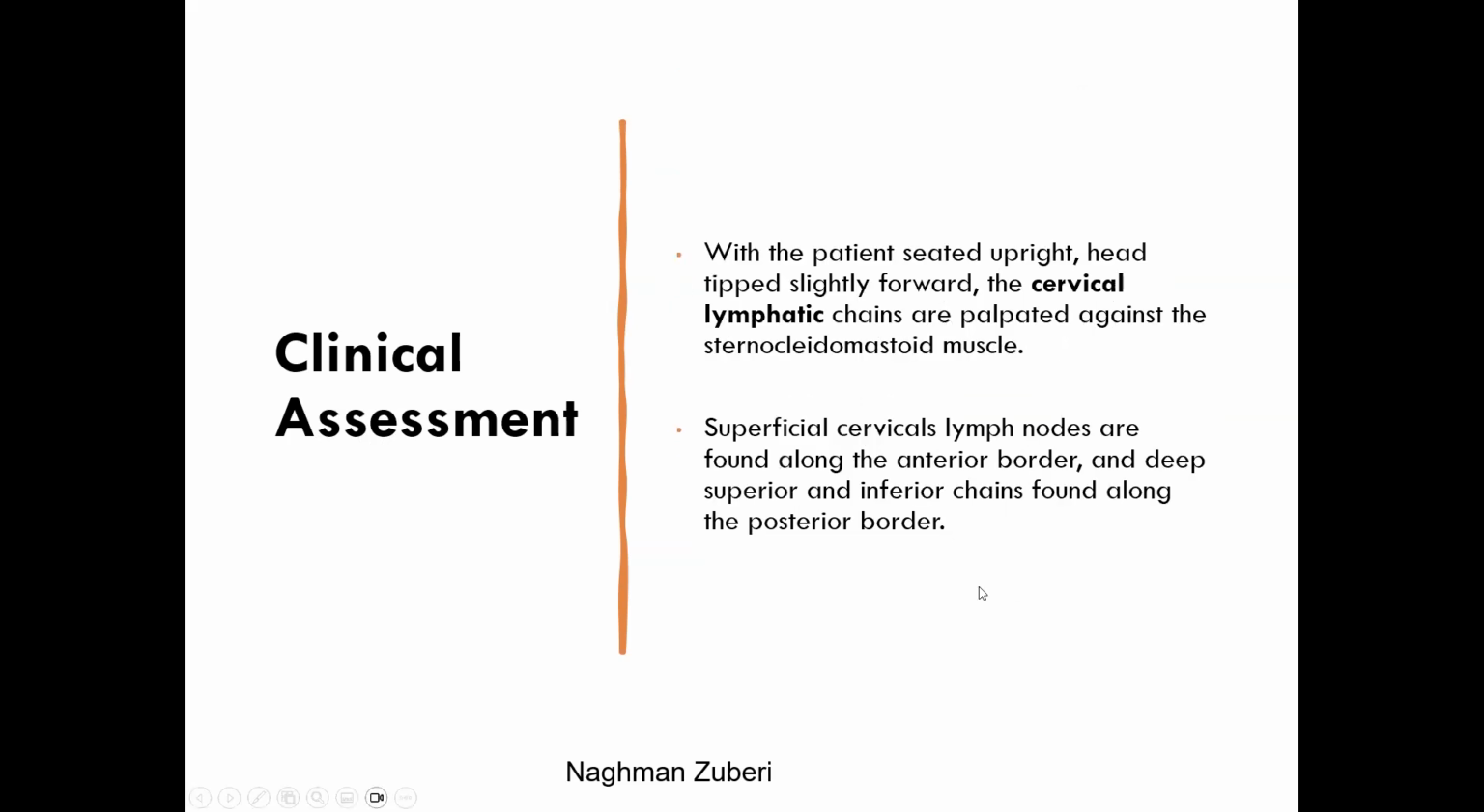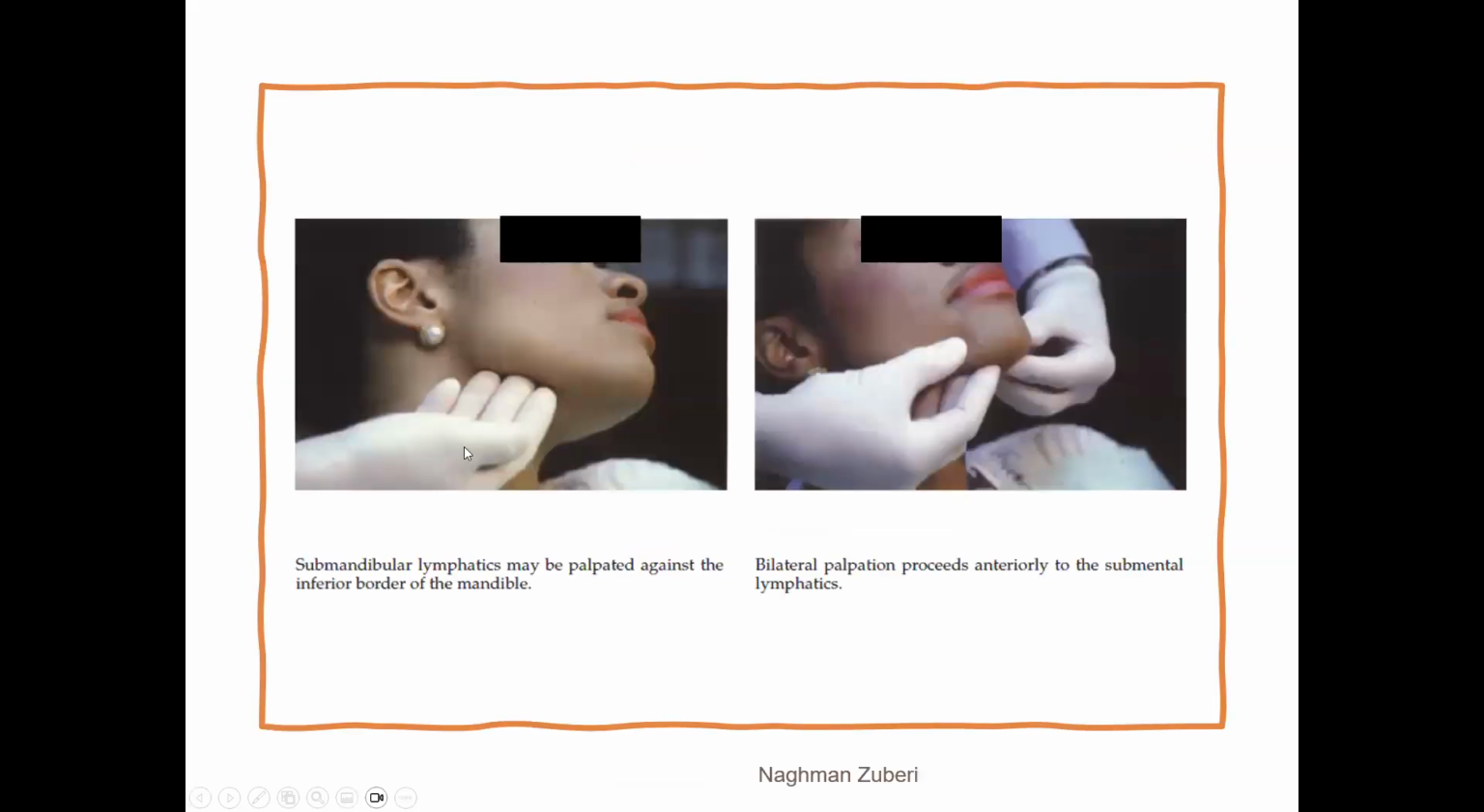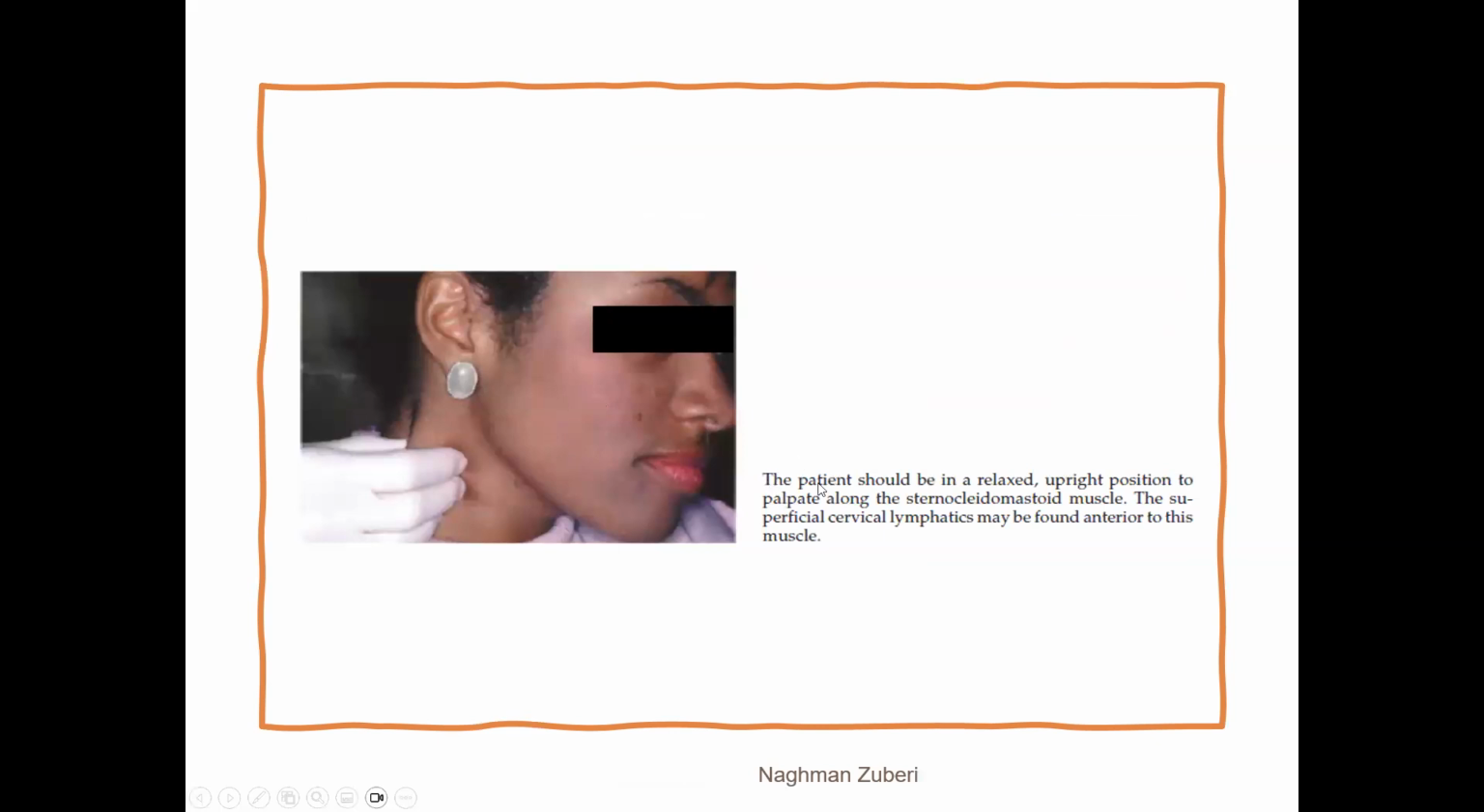With the patient seated upright, head tipped slightly forward, the cervical lymphatic chains are palpated against the sternocleidomastoid muscle. Superficial cervical lymph nodes are found along the anterior border, and deep superior and inferior chains are found along the posterior border. Here we can see how we check the submandibular lymphatics, and this is bilateral palpation for the submental lymphatics. The patient should be in a relaxed upright position to palpate along the sternocleidomastoid muscle.